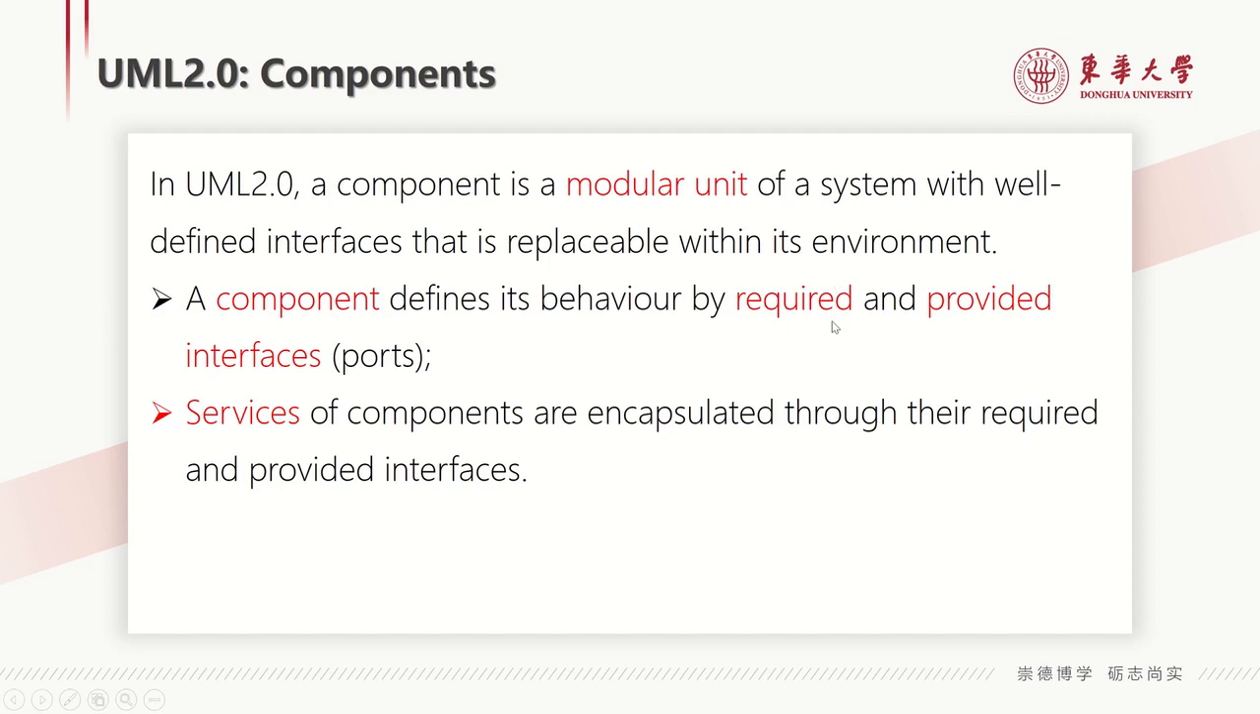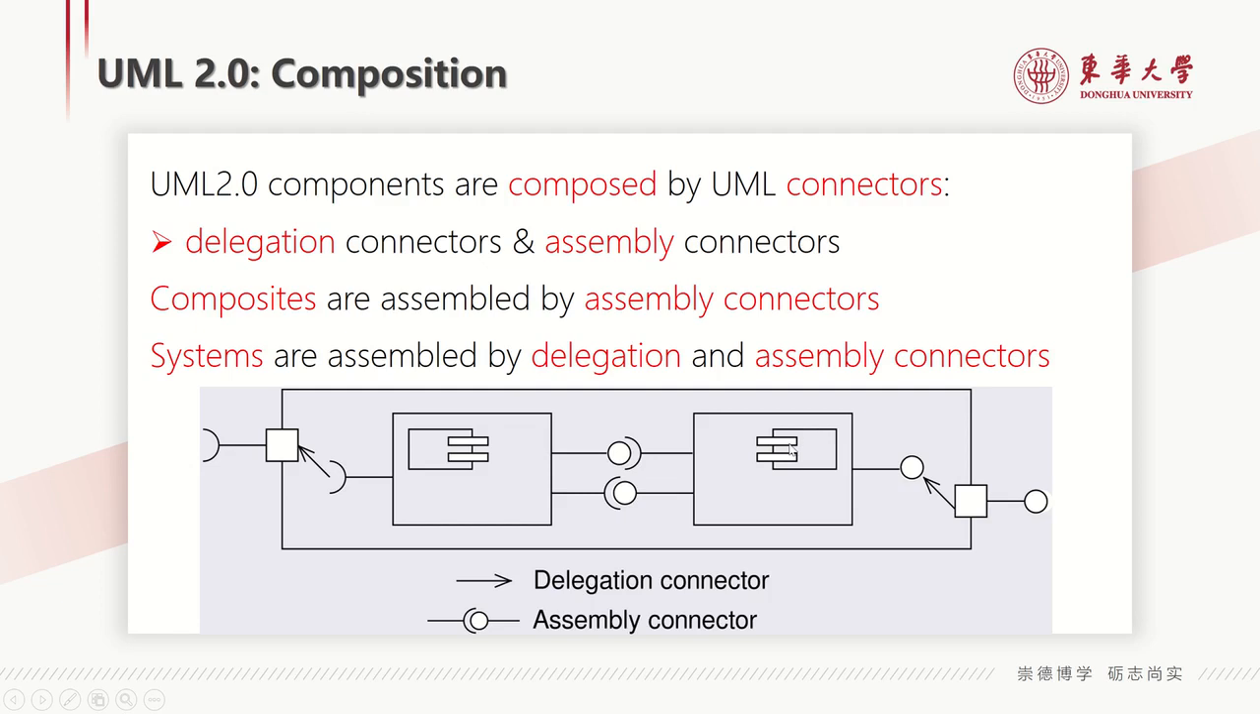So I still give you examples to show you how to understand the definition of interfaces in the services here. So UML 2.0 components are composed by UML connectors. There are two kinds of connectors: delegation connectors and assembly connectors. See, this is the delegation connector, the arrow here, and this one is the assembly connector, the lollipop with a half circle.